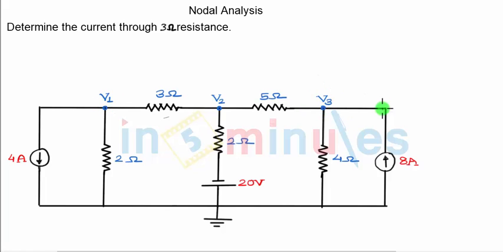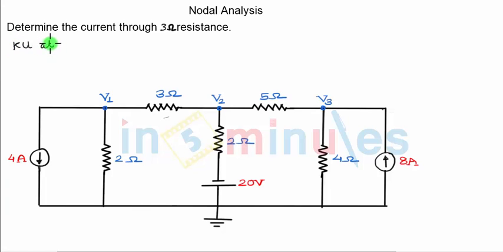But because there are 3 nodes, when we write KCL at node 2, V3 will also come into the picture and we will have to solve 3 simultaneous equations and find V1, V2, V3, all the 3, and then only go for finding out the current through the 3 ohm resistance. So that is going to be the approach. We will write 3 equations and solve them simultaneously. So let's start with the very first node.